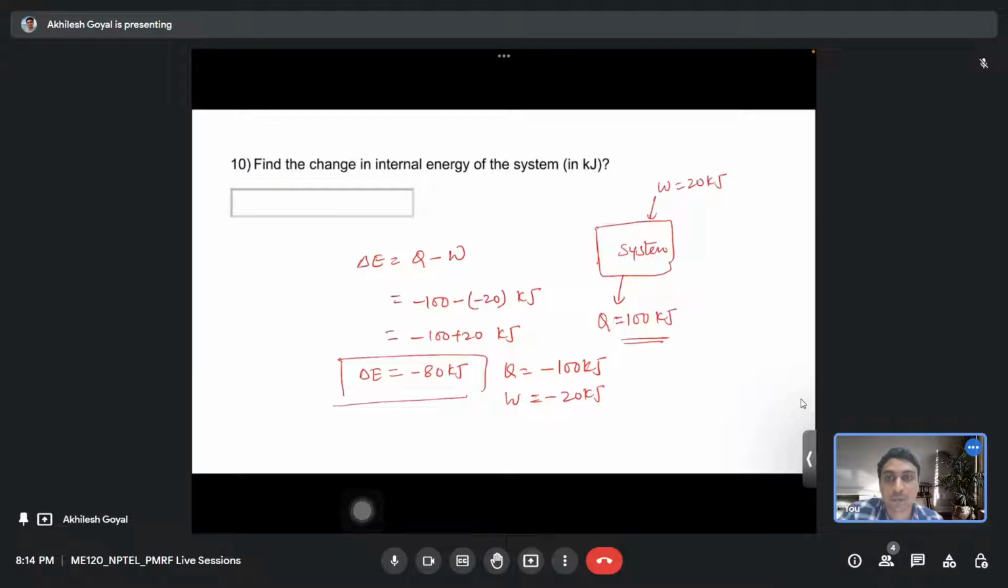So any doubts till here? Because this was the last question of the first assignment. Sorry, assignment 0, that is a prerequisite assignment. So, do you have any doubt till here? Okay.